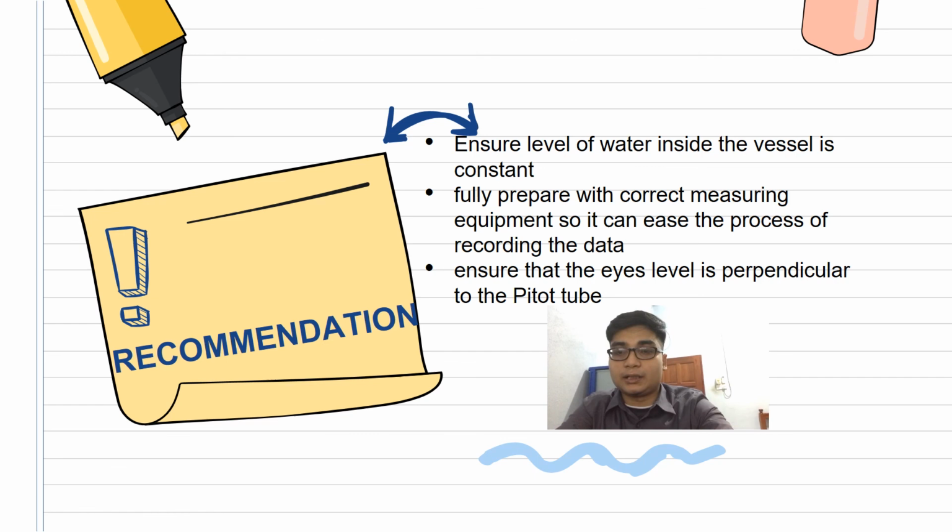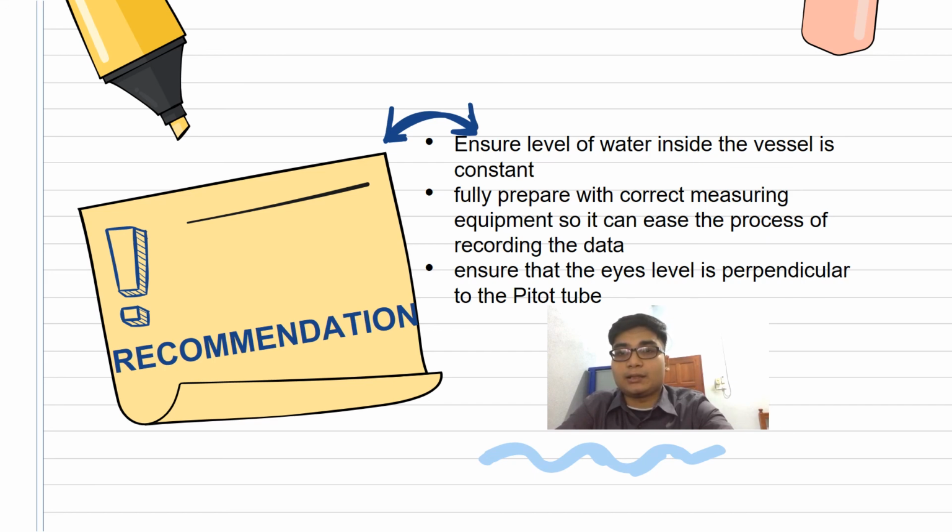Lastly, for the recommendations of this experiment, the first one is to ensure the water level in the vessel is constant. This is to make sure that we can obtain a more accurate height of the vortex formed in the bridge.